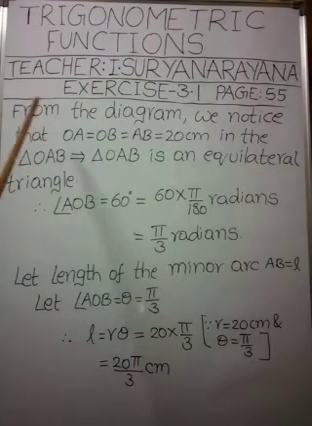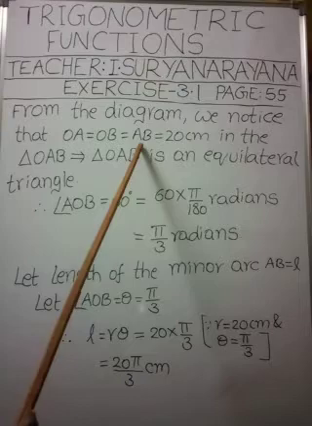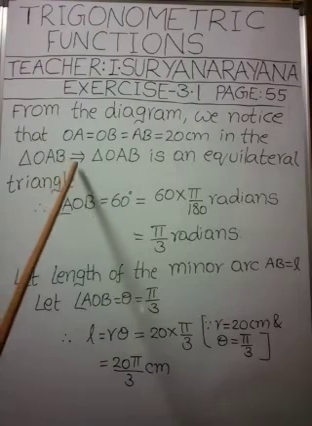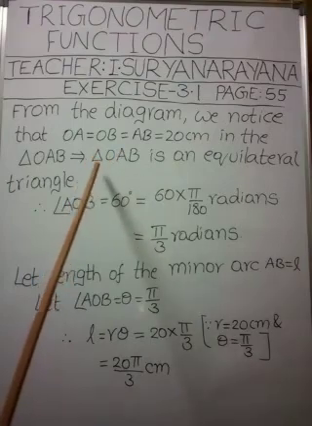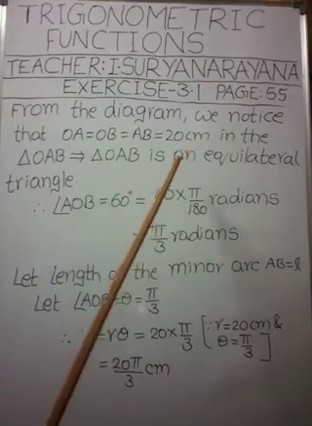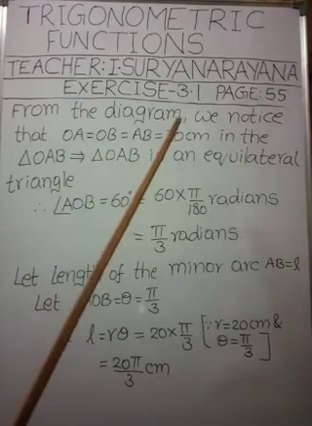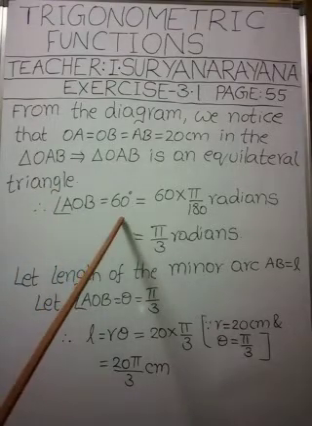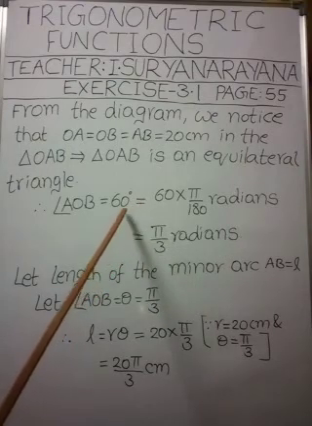From the diagram, we notice that OA is equal to OB is equal to AB, that is equal to 20 centimeters in the triangle OAB. Then what will you say about triangle OAB? Yes, it is an equilateral triangle. Then what is the angle in an equilateral triangle? 60 degrees. Right. Therefore, angle AOB is equal to 60 degrees. The angle made by the arc AB at the center of the circle is 60 degrees.